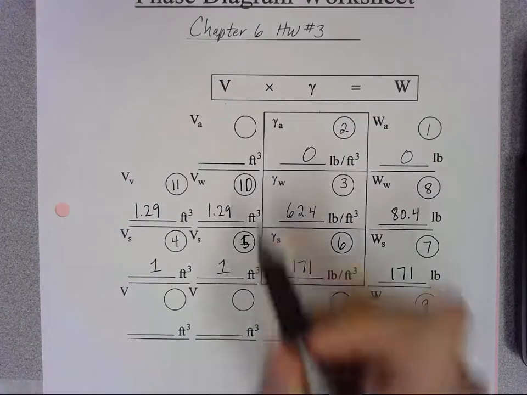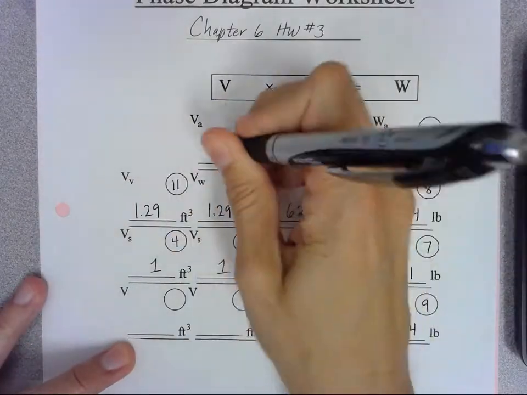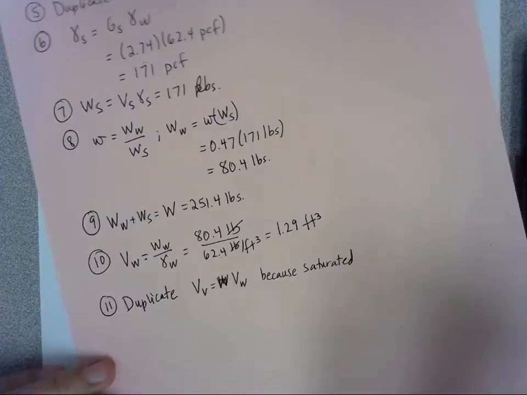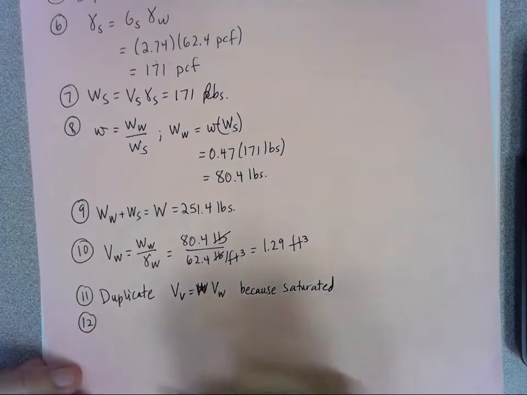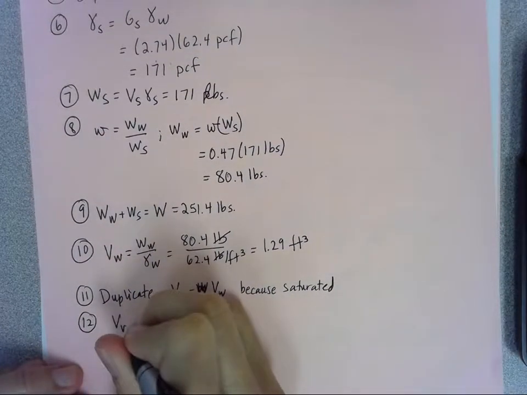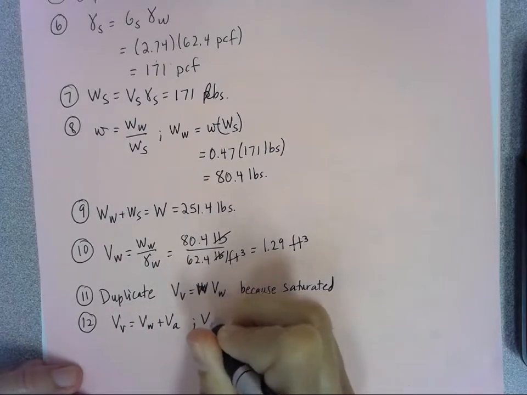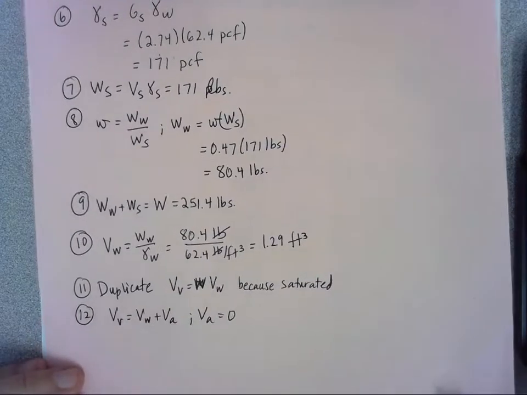And if I know that's true, I can go ahead and fill out that volume of air too, because if those two are equal, that has to be equal to 0. There are a lot of different ways I can justify that, but I'll just say that my volume of voids equals volume of water plus volume of air. And so therefore my volume of air is 0, because those two are equal, because it's saturated. So kind of a circular argument there.